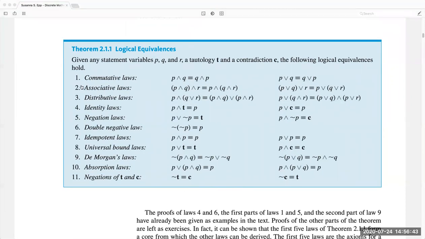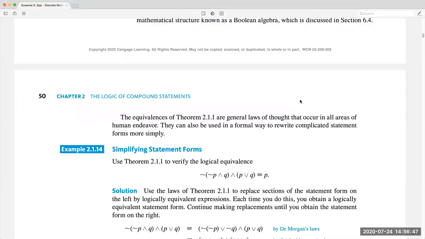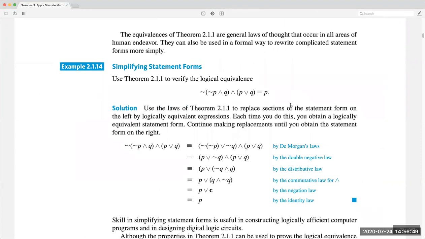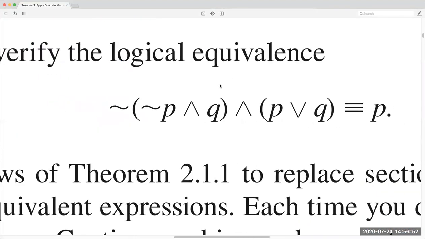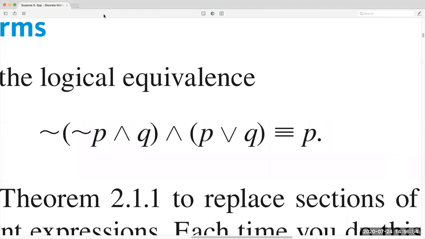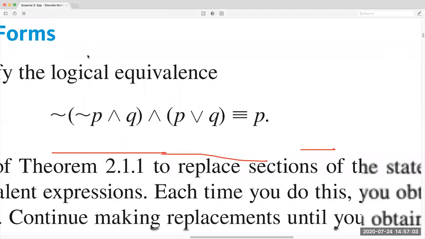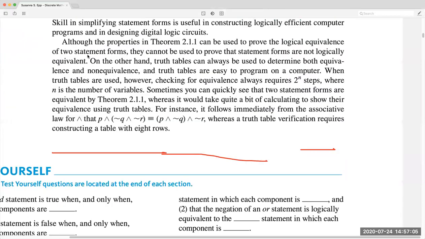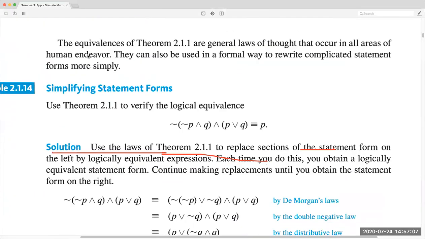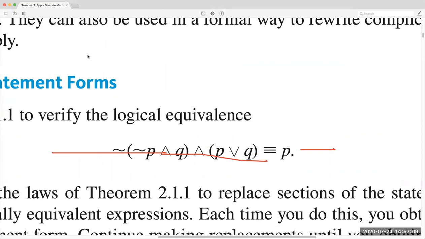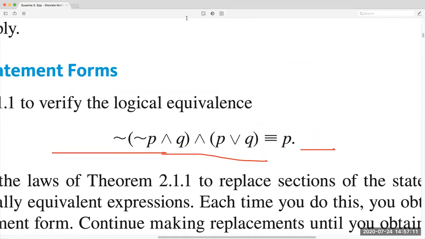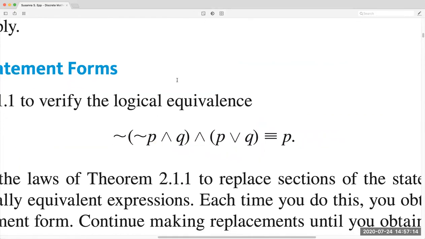Of course that's not the end of the story. We still have a lot to learn about logic, to simplify statements. If we want to show that this one equals this one, of course we can draw a truth table to show it, because if we want to show that these two statements are logically equivalent, we can use a truth table.